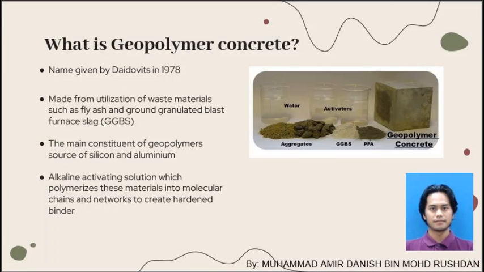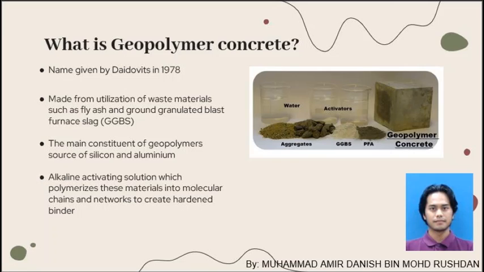Geopolymer was the name given by Davidovits in 1978. Two materials which are characterized by chains or network of inorganic molecules. Geopolymer cement concrete is made from utilization of waste material such as fly ash and ground granulated blast furnace slag (GGBS). Fly ash is the waste product generated from the thermal power plant, and the ground granulated blast furnace slag is generated as waste material in steel plant.